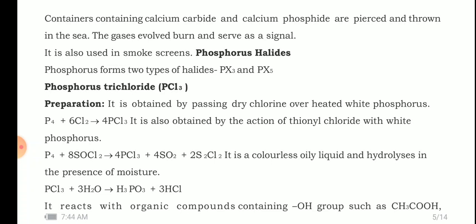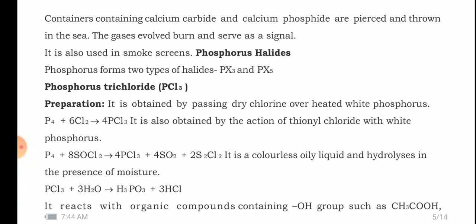Phosphorus halides. Phosphorus forms two types of halide, PX3 and PX5. PX3 you can take as PCl3, phosphorus trichloride, and PX5 as phosphorus pentachloride. So we can prepare it by passing dry chlorine over heated white phosphorus. So when phosphorus reacts with chlorine, it forms PCl3. It is also obtained by the action of thionyl chloride. When phosphorus reacts with thionyl chloride, it can form PCl3 and sulfur dioxide.